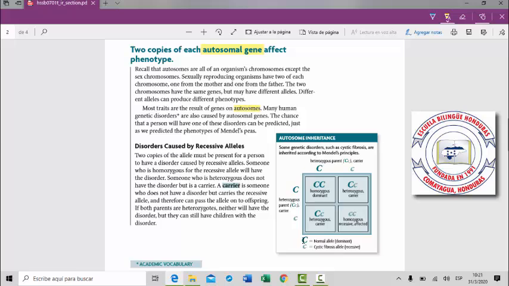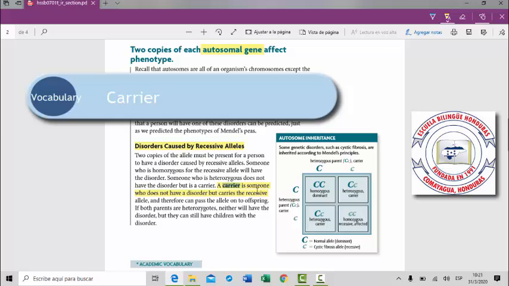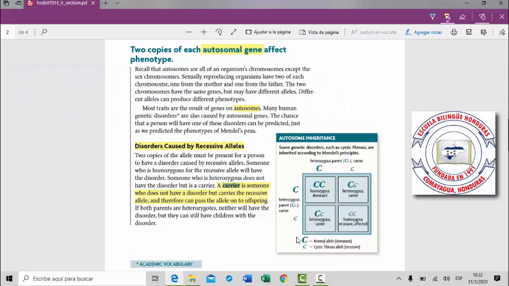Okay, next part, disorders caused by recessive alleles. In this part of the lesson, you have the first definition. A carrier, what does carrier mean? It is someone who does not have a disorder but carries the recessive allele, and therefore can pass the allele on to the offspring. You see in the book and on the screen, autosomal inheritance.